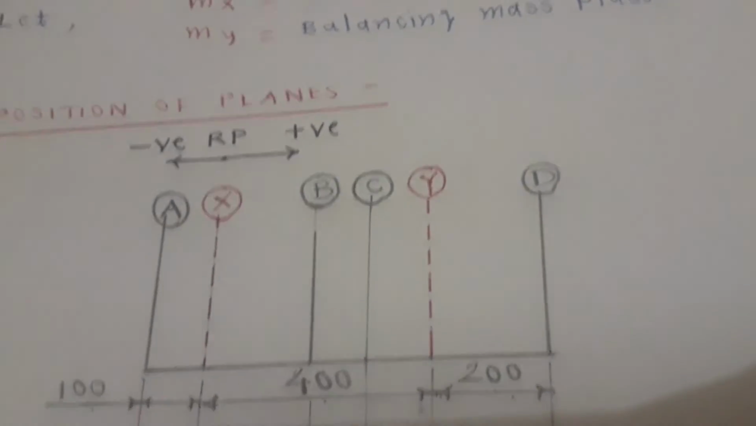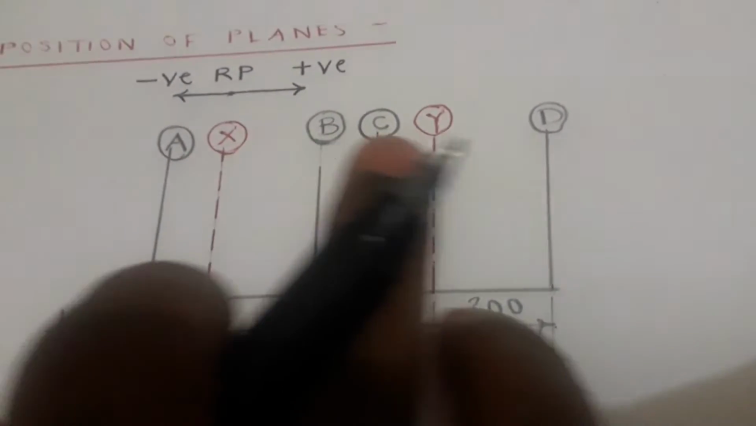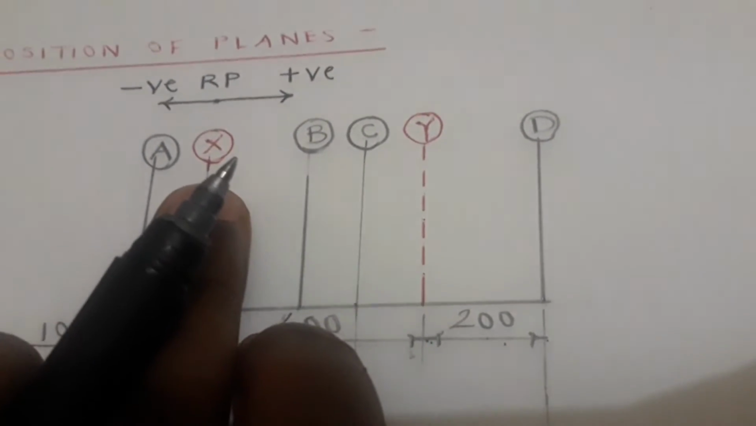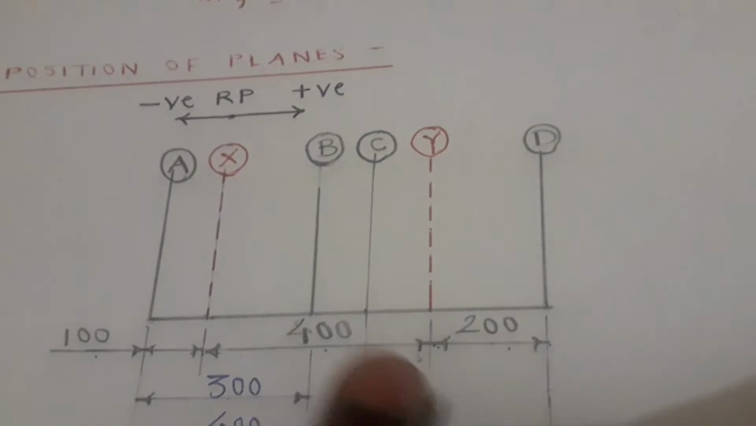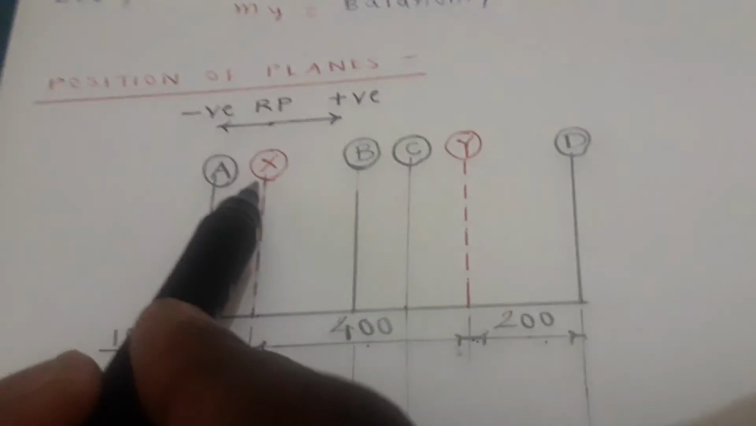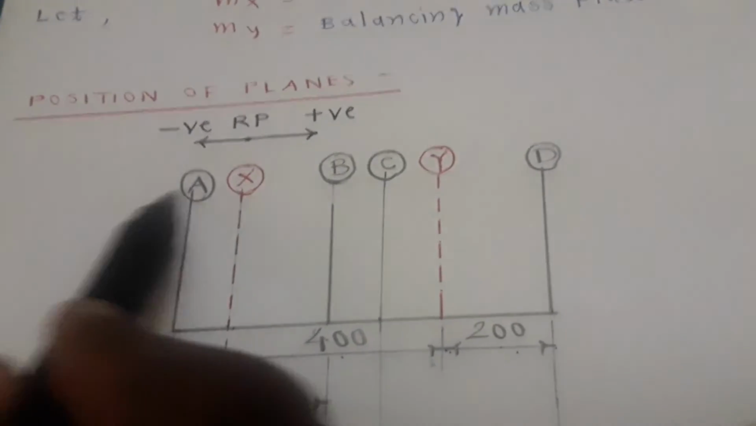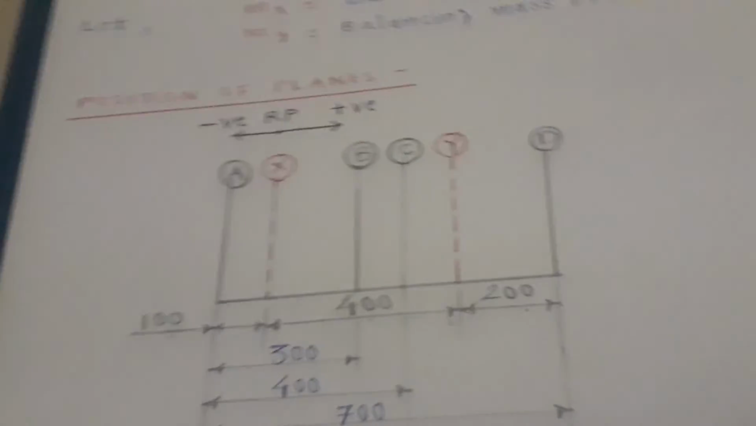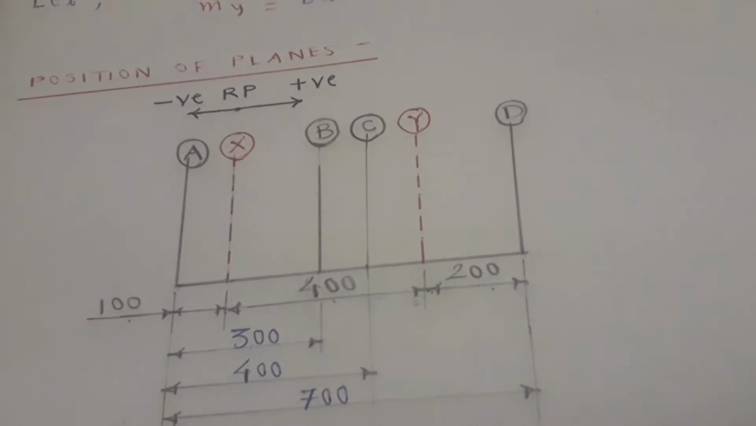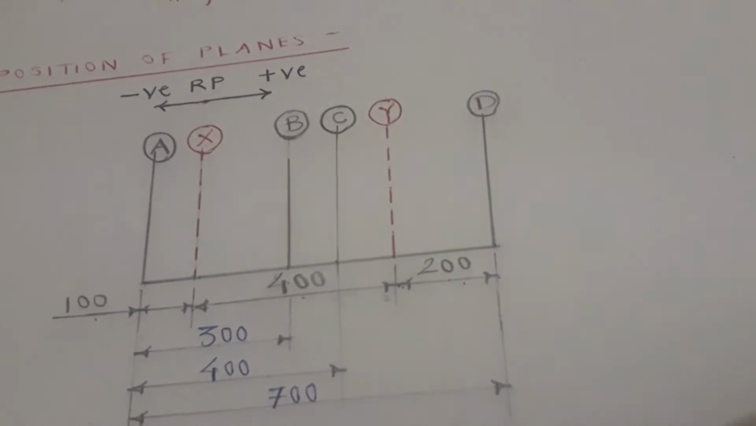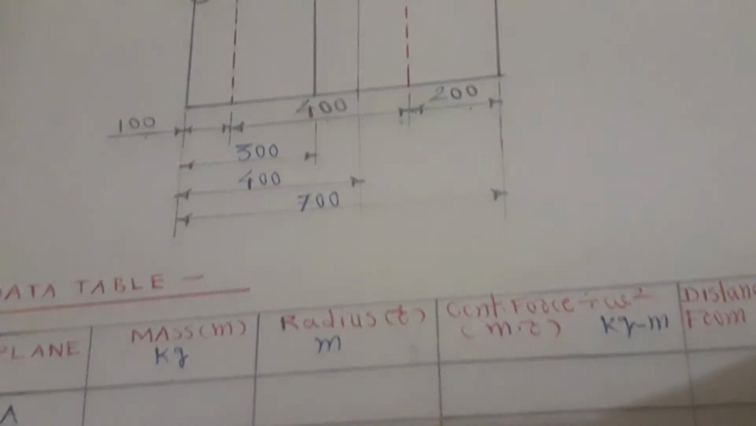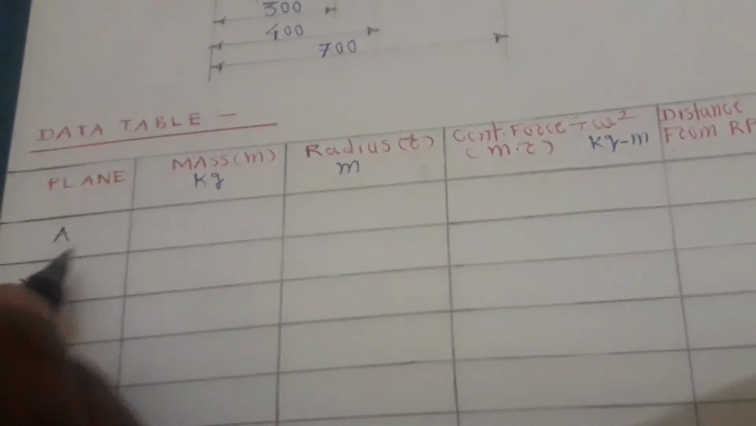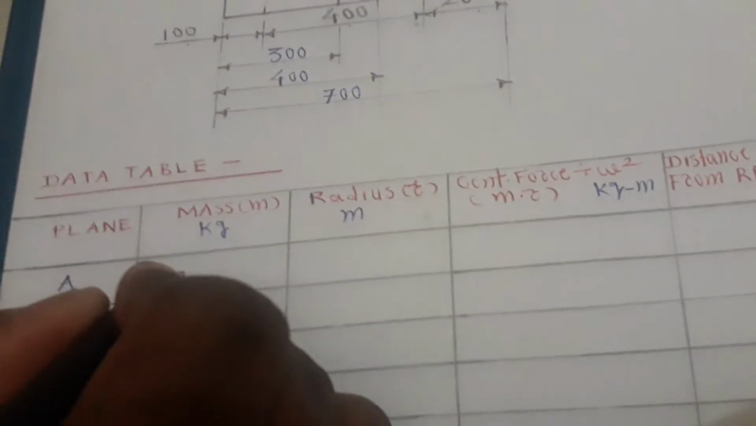Okay, so if I measure the distance from the right hand side towards this X plane, it will be positive, and if I measure the distance on the left hand side from this reference plane, it will be in a minus sign. Okay, so now let us consider this tabular form. Let us consider the plane A. In the plane A, the mass is 200 kg.